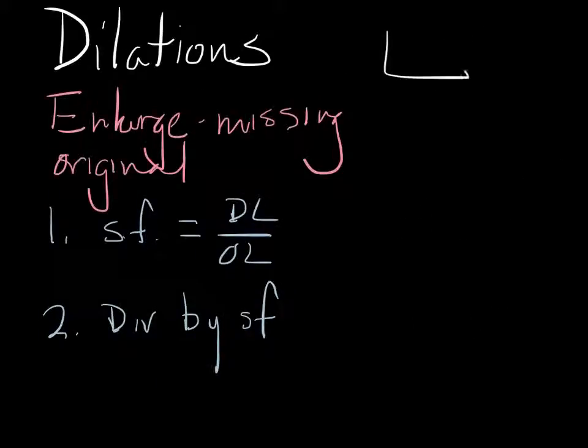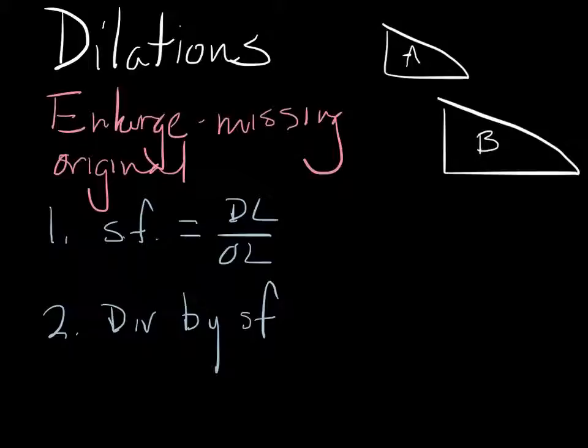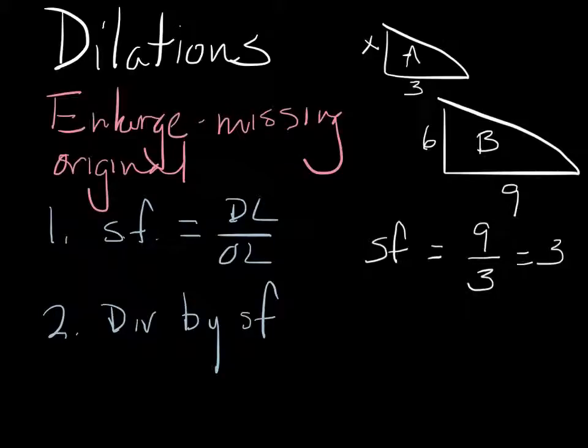Likewise, you could have a missing length that is on the original. So if this is A, this is B, and you're going from 3 to 9, and this is 6, and we want to know what this length is. What I'm going to do is find my scale factor, which is 9 over 3, which is equal to 3. But this time, instead of multiplying by my scale factor, I'm going to divide 6 by 3 to find out that my missing length is 2.